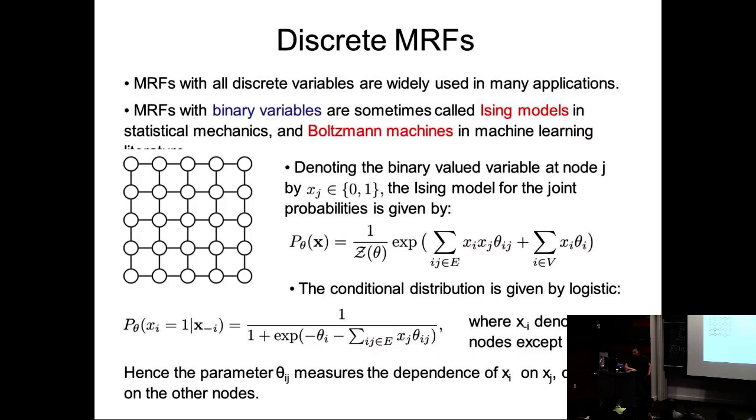MRFs with binary variables are sometimes called Ising models in statistical mechanics, and Boltzmann machines in statistical physics, but also in machine learning. This class of models with binary variables, how many of you have heard about Ising models? Okay, a few. These are a very important class of models in statistical physics. I actually don't know whether this story is true, but they were developed by Ising during his PhD thesis.